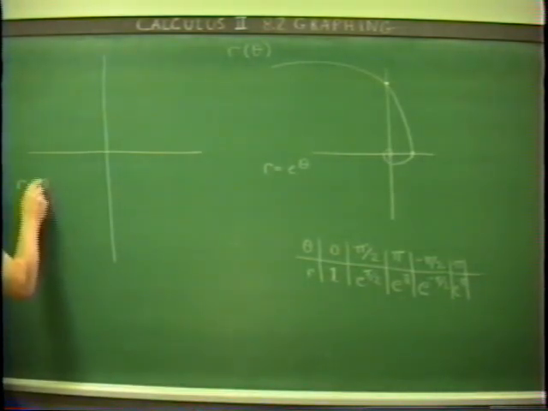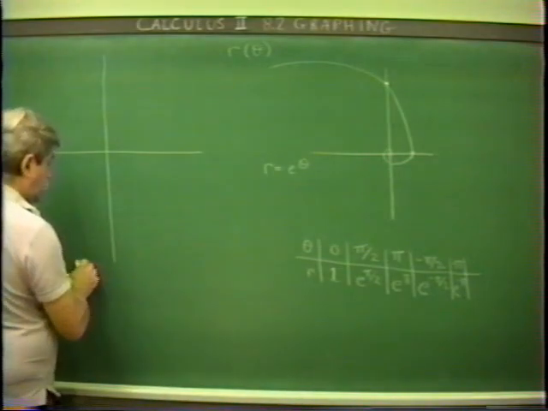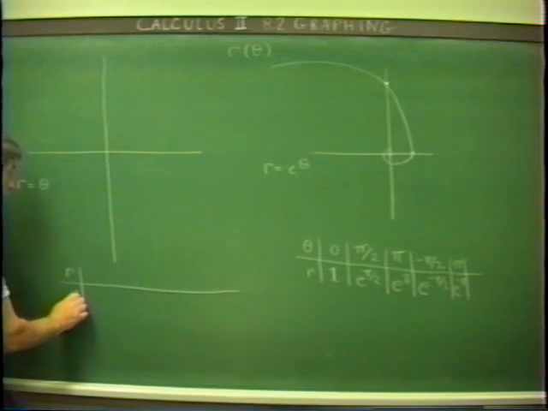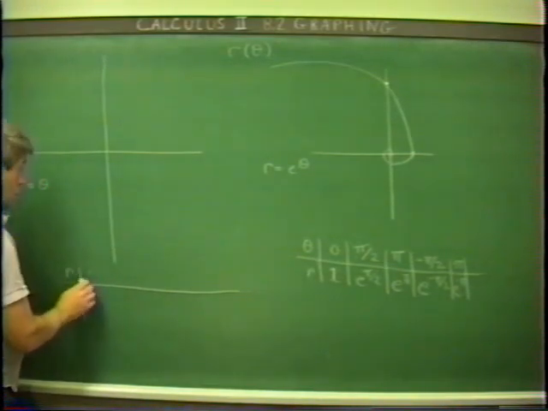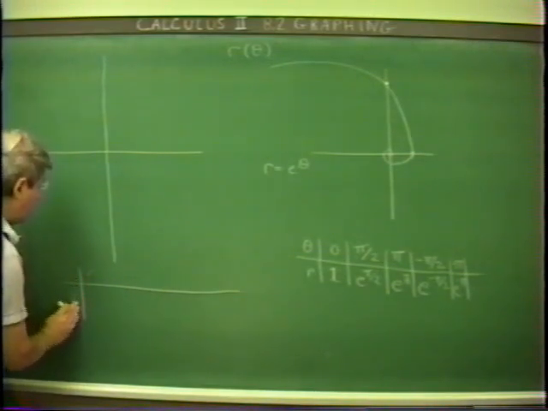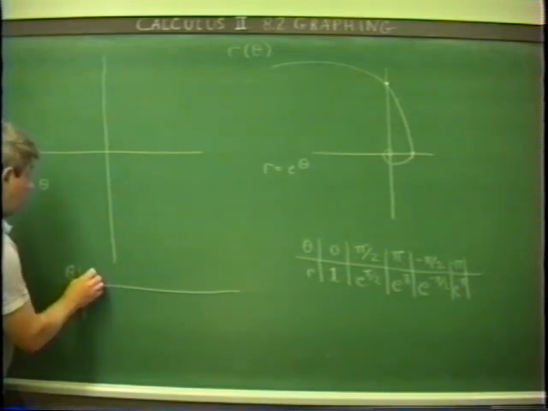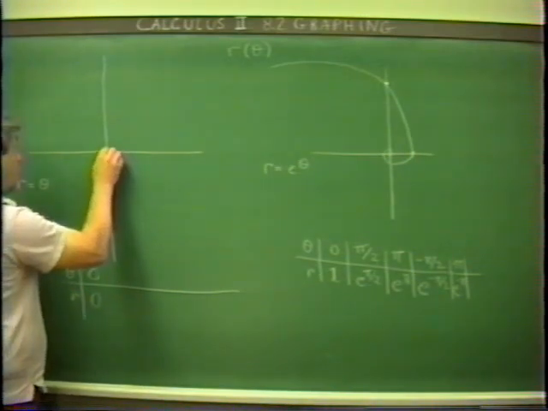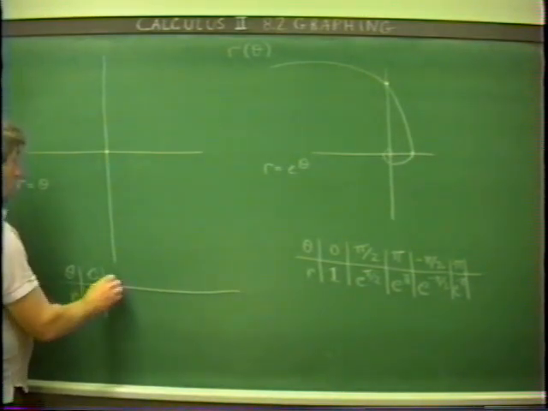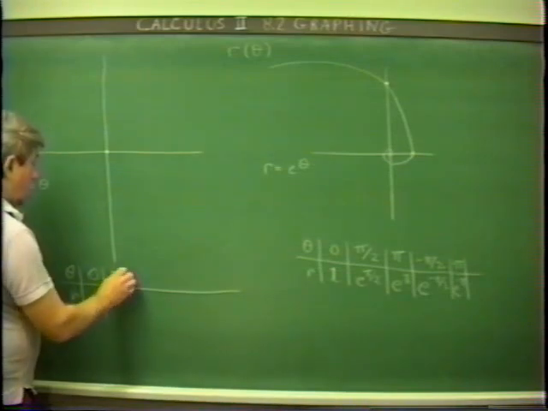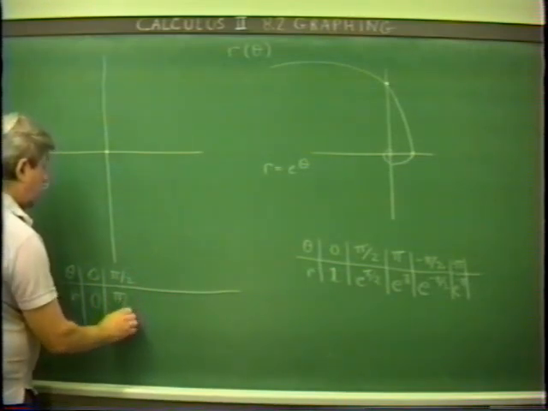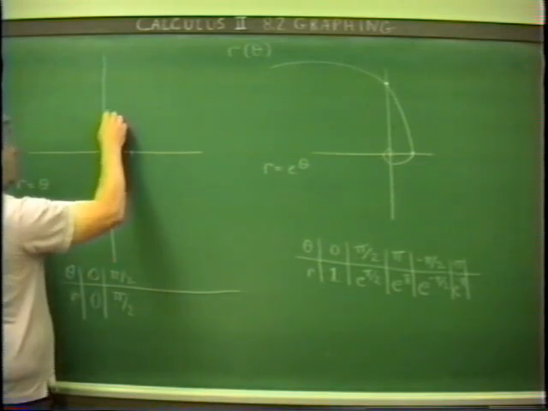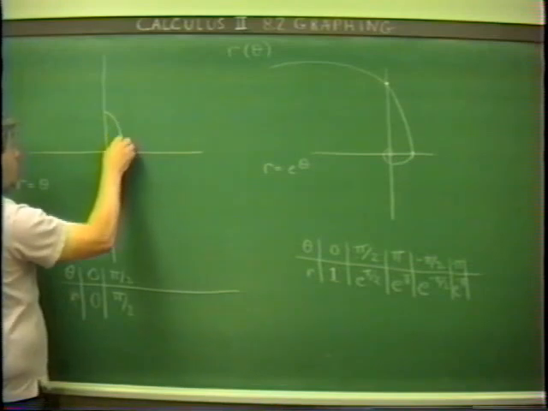Let's let r equal theta. And then again, like so, putting the value of theta and the corresponding value of r. When theta is equal to 0, r is 0. So like so, on that angle. When theta is equal to pi over 2, r is pi over 2. So if this is 1, theta increases like so, so it gets up to pi over 2, something like this.